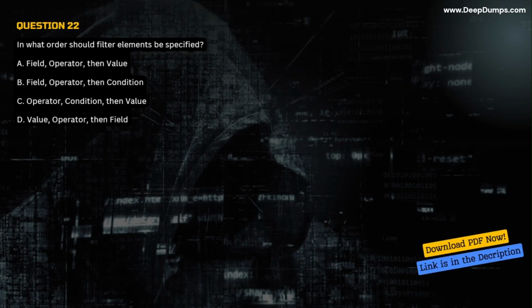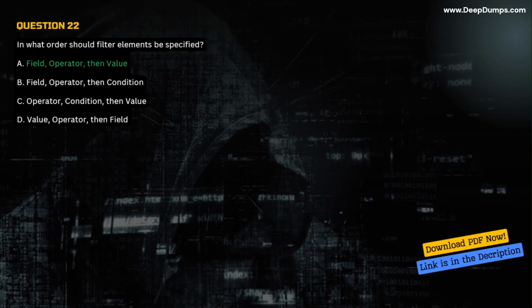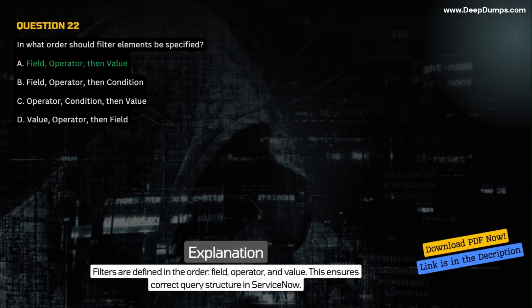Question 22. In what order should filter elements be specified? A. Field operator then value. B. Field operator then condition. C. Operator condition then value. D. Value operator then field. Correct answer A. Field operator then value. Explanation. Filters are defined in the order field, operator, and value. This ensures correct query structure in ServiceNow.